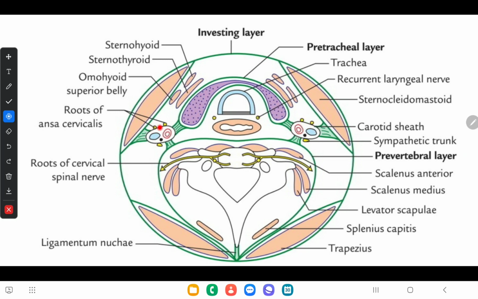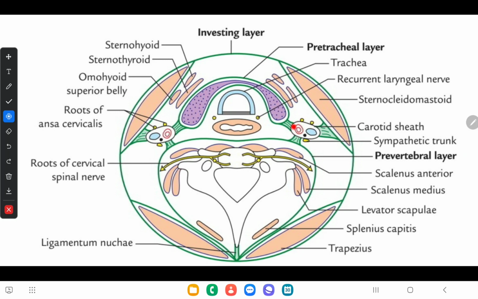You can see the roots of ansa cervicalis. Ansa cervicalis means C1, C2, C3. So they are also embedded in the anterior wall of the carotid sheath. Sympathetic trunk is closely related posteriorly to this carotid sheath. The deep cervical lymph nodes are embedded in the sheath. Therefore, during block dissection of the neck, the carotid sheath is exposed to remove the deep lymph nodes and the internal jugular vein.